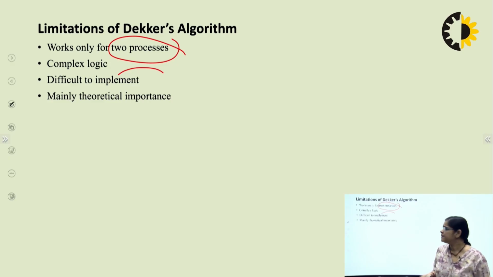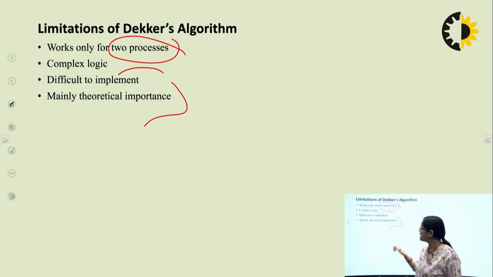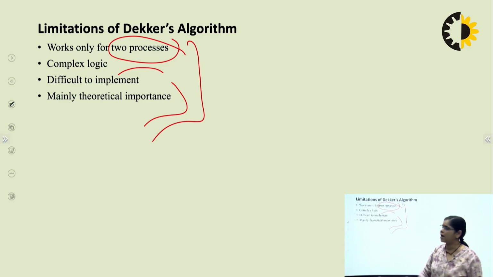So mainly it is of theoretical importance, and because of all these four points, we find that these are the limitations of Dekker's algorithm. And to overcome all these limitations, we are going to discuss Peterson's solution in the next video lecture.